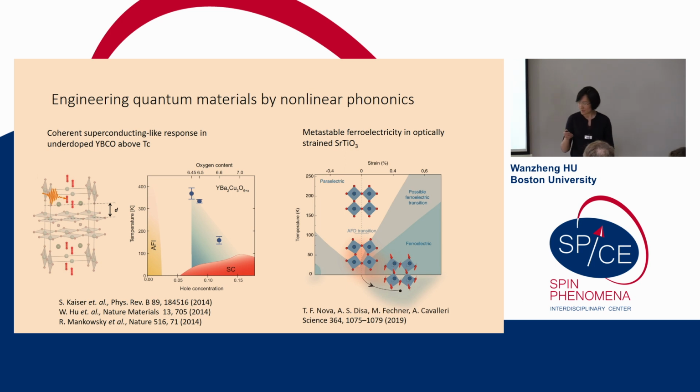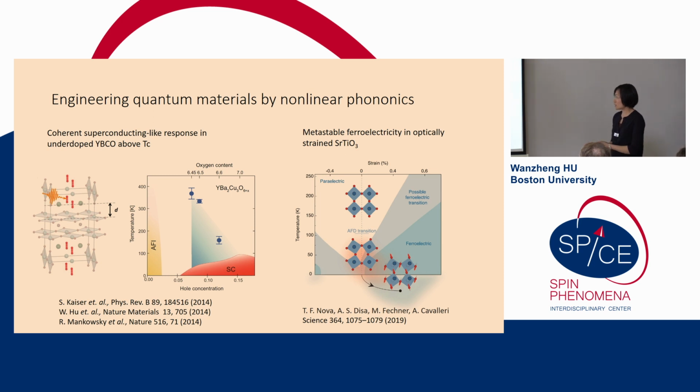The first example is here. We chose this bilayer cuprate YBCO, and in this material you see the apical oxygen. The distance from this apical oxygen to the copper oxide plane is very critical for the superconducting properties. So we generate a high-intensity mid-IR driving pulse and tune it to resonantly excite this apical oxygen phonon. In this way, we can modulate the distance of the apical oxygen to the copper oxide plane. And serious work has been done here.